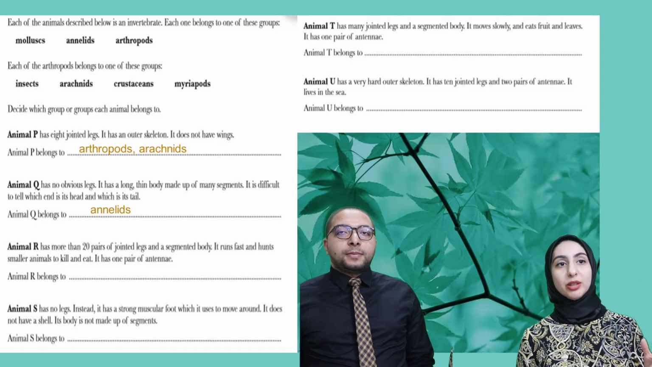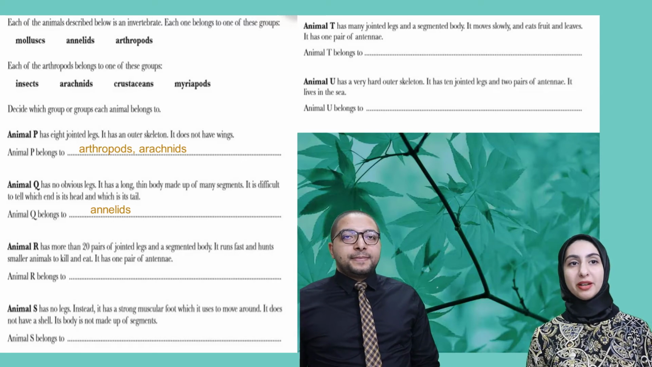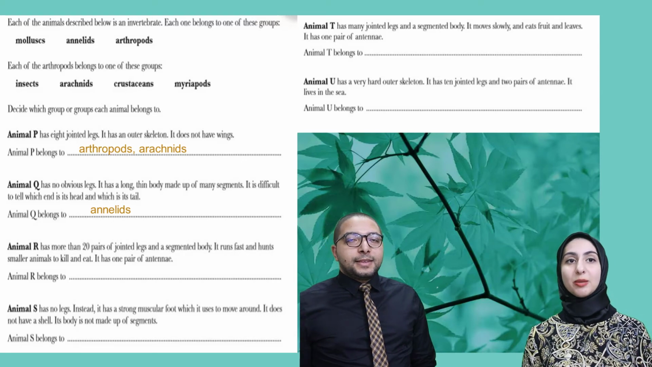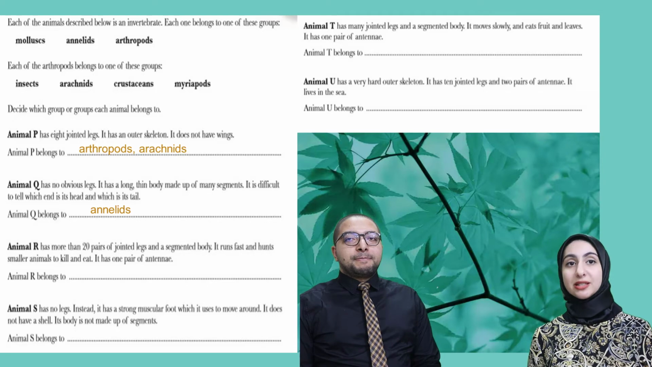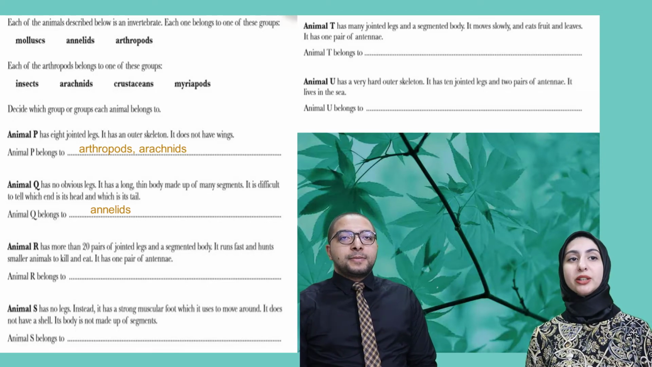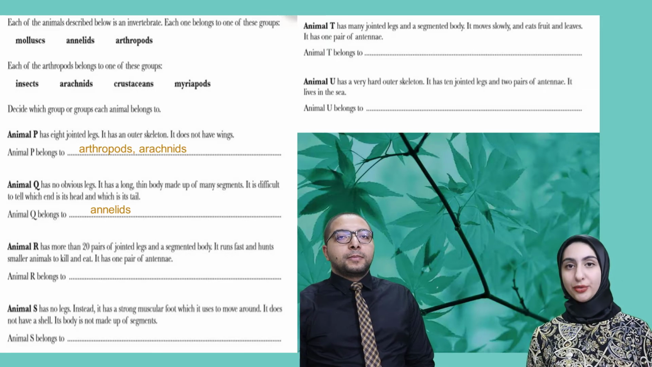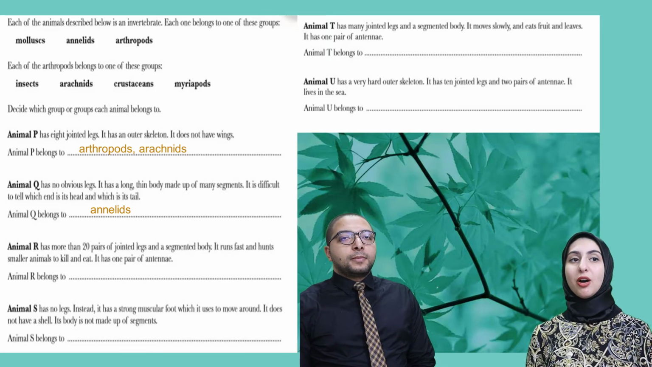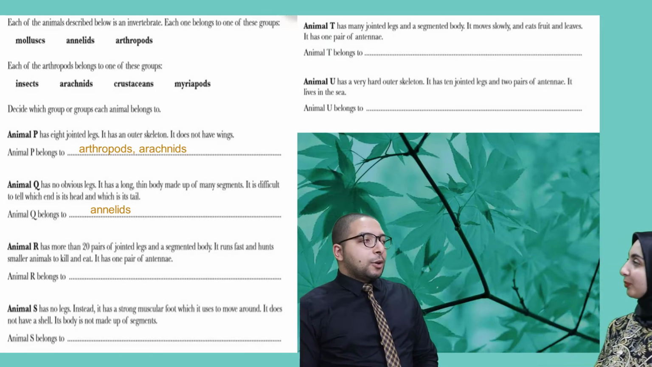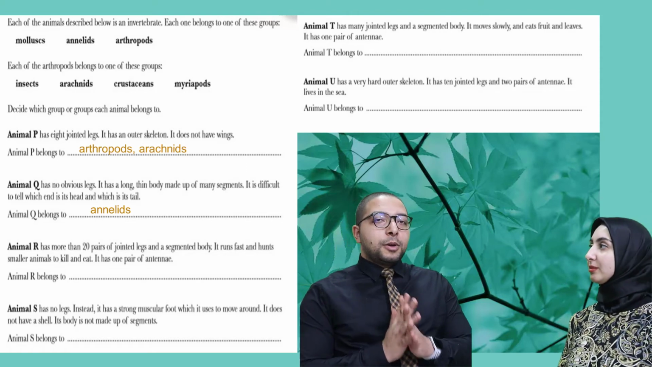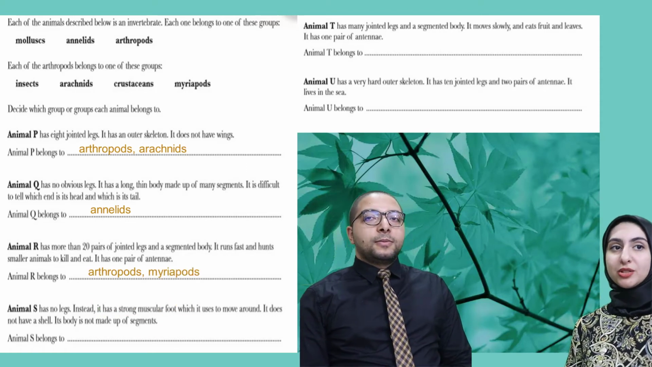Okay, animal R has more than 20 pairs of jointed legs and a segmented body. It moves fast and hunts smaller animals to kill and eat. It has 1 pair of antennae. So animal R belongs to? Mainly arthropods, and myriapods. Myriapods, yes.